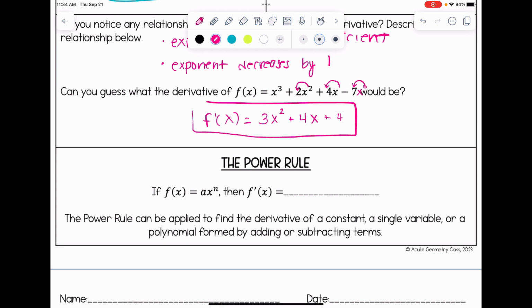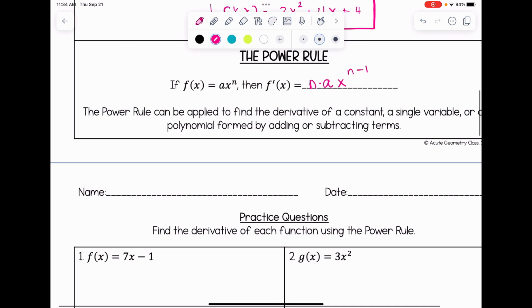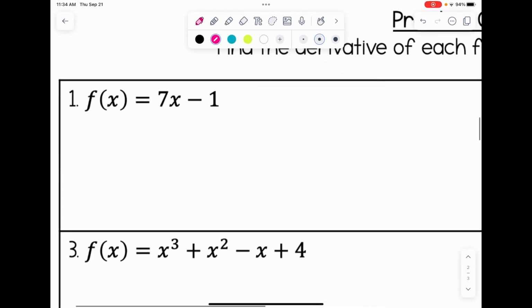So if f of x equals ax to the n, then the derivative, f prime of x, is equal to, the coefficient becomes n times a, what the exponent was, times the pre-existing coefficient, x, and we're going to subtract 1 from the exponent. The power rule can be applied to find the derivative of a constant, a single variable, or a polynomial that's formed by adding or subtracting terms. All right, let's take a look at some more examples of this. Once you get the hang of it, you'll be able to go very quickly through it.